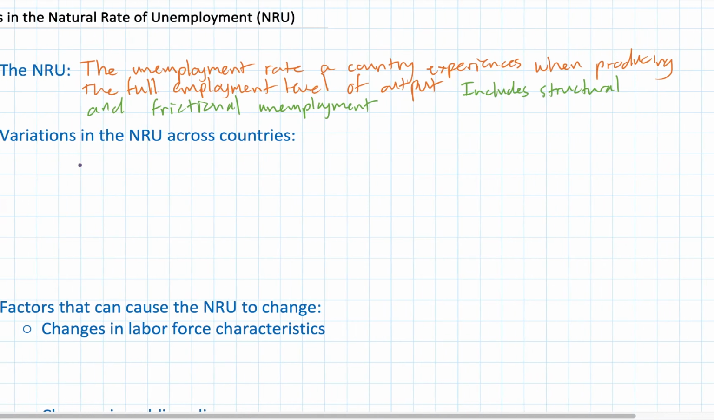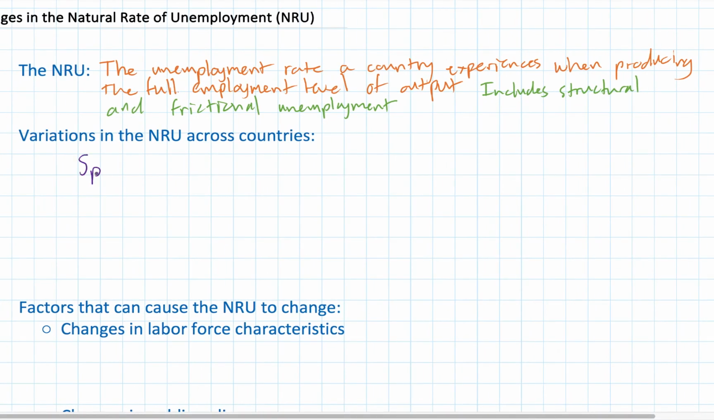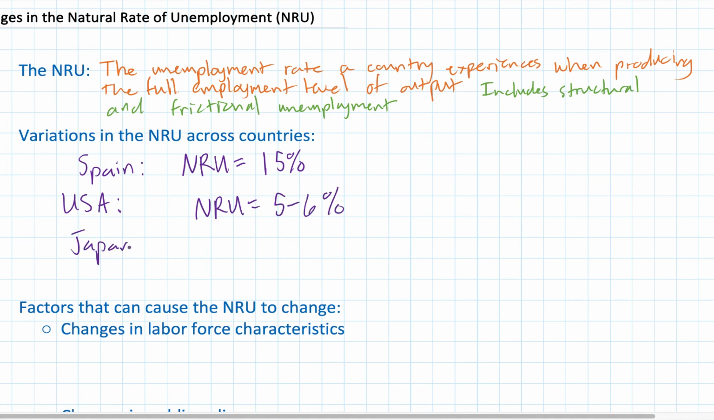Let's summarize our observations from the chart that we just looked at. We can see that Spain had the highest natural rate of unemployment of around 15%. The United States was somewhere in the middle, with an NRU of around 5 to 6%, and Japan had the lowest NRU over the last 20 years. The average long-run unemployment rate, that to which it returns when the economy is producing at its full employment level, was around 3 to 4%.